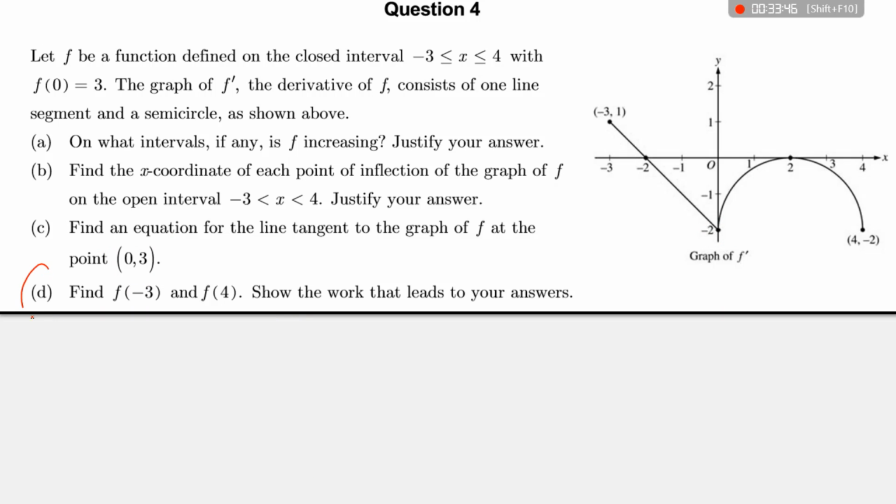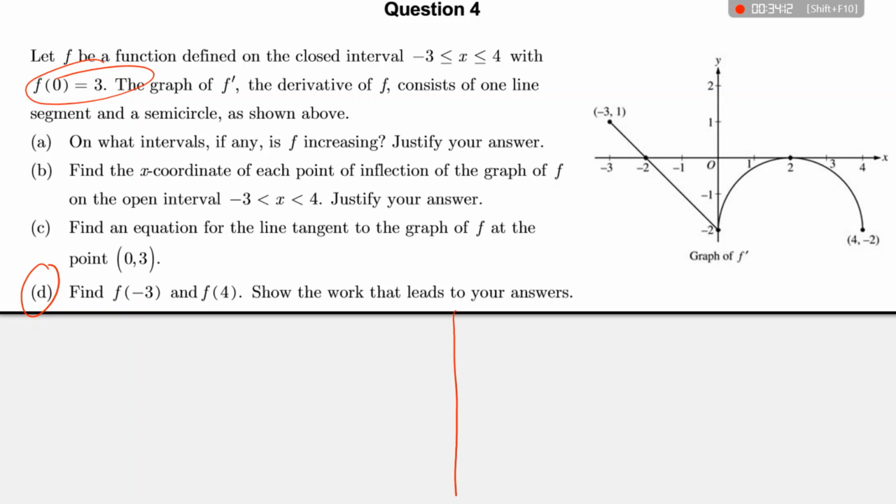So I think this is the part that somebody was asking me about, but for part D, find f of -3 and f of -4 and show the work that leads to your answers. So I'm going to split this. We'll do one side for -3 and one side for -4. In order to find a y value, as long as we have a start point, which we were given, f of 0 is 3, I can take the start point and then add the integral of the derivative. So that'll tell us how much our y value changed.